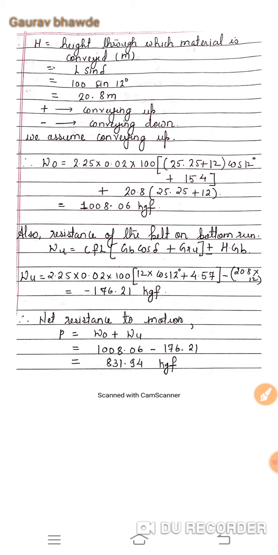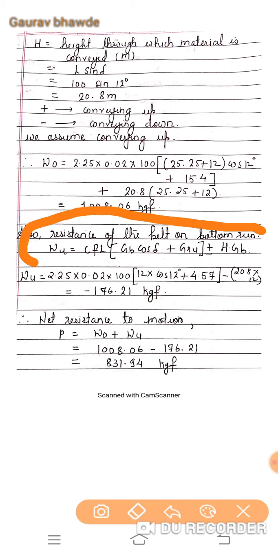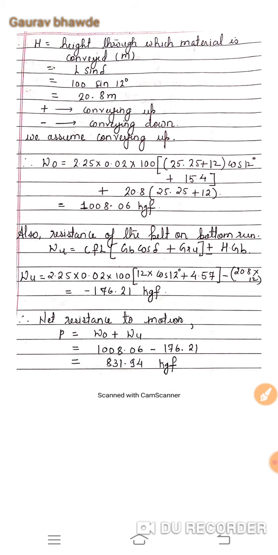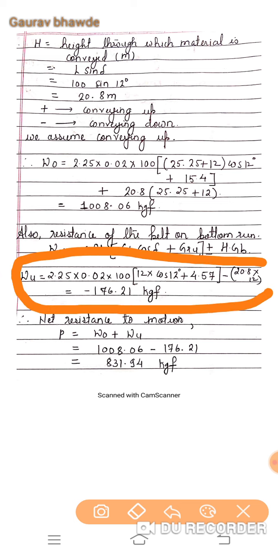Similarly, we will be finding out the resistance of the belt on the bottom run, which is denoted by WU. So this is the formula for WU: CFL in bracket GB cos delta plus GRU plus minus H GB. We have got all the values. We are putting it into the formula, and we are getting minus 176.21 kg force. Negative because it is conveying down.